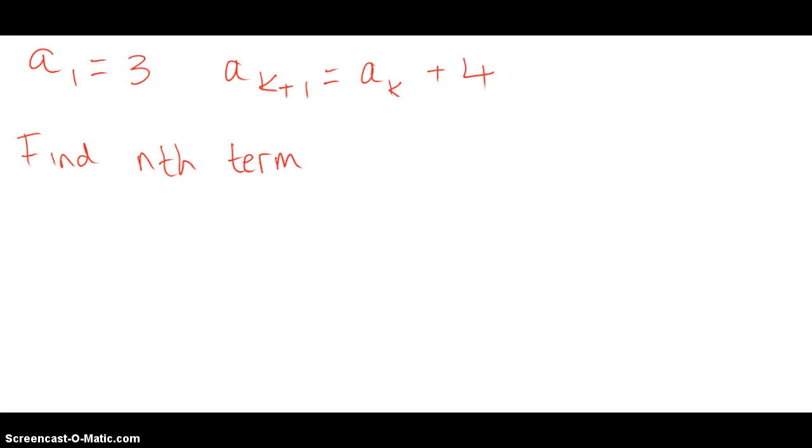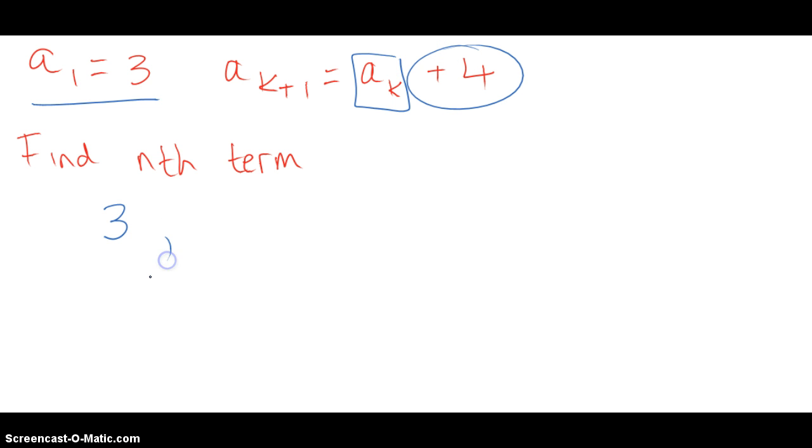This is a recursive sequence, and it's very, very simple, even though a lot of you are scared off by this at first. So we start off with the first term in the sequence, which clearly they give us: A1 equals 3, so 3 is the first term. And then what does it tell us to do? Well, it tells us to take that first term and add 4 to it.